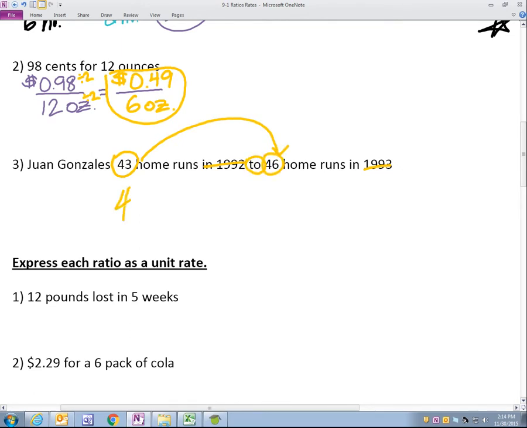43 to 46. How do we know which one's going to be the denominator and which one's going to be the numerator? It's whatever's said first is the numerator. That's why when we did males or females to males, that's why we had the female number on top.